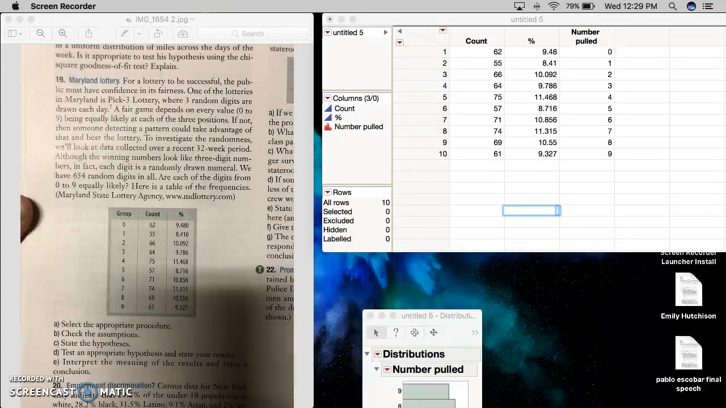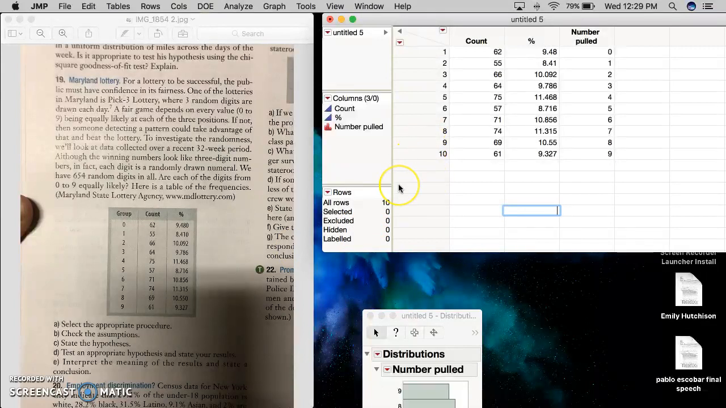We have 654 random digits in all. Are all the digits from 0 to 9 equally likely? Here's a table of the frequencies, and I put all of those into this JMP data table here. And then the appropriate procedure for part A is going to be a chi-squared goodness of fit test.